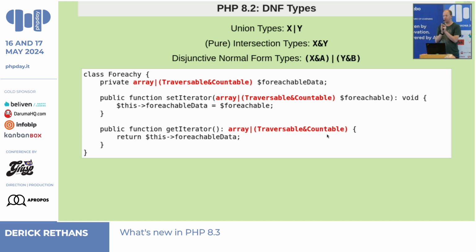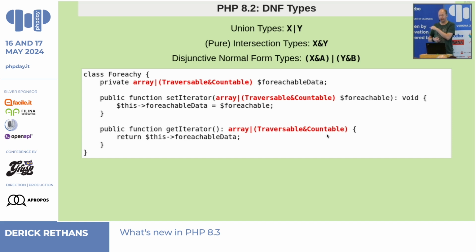Basically, it allows you to type a parameter or an argument or a return type as it has to be either, in this case, an array, or it has to implement traversable and countable at the same time. I have used that for this specific use case, but I haven't used it personally for other use cases as well, although I've heard from other people they use this in all kinds of database modeling schemes as well. I have never seen an actual example yet. Now, we have unions, we have intersections, or pure intersections I should say, and we have DNF types.